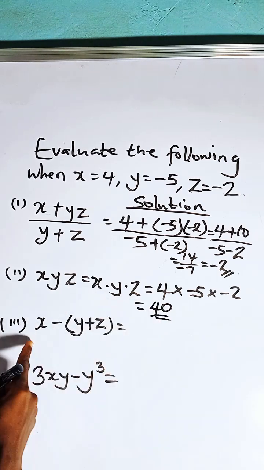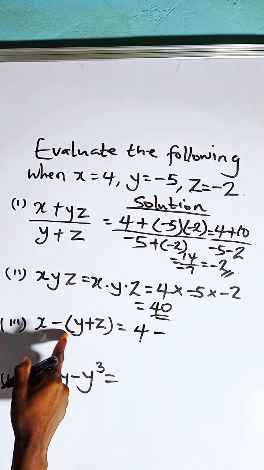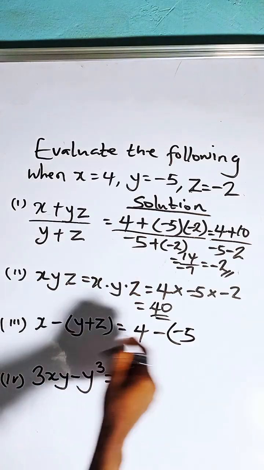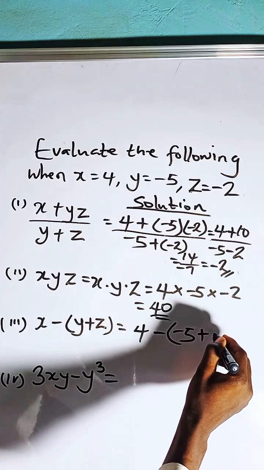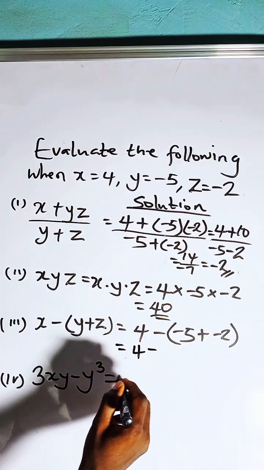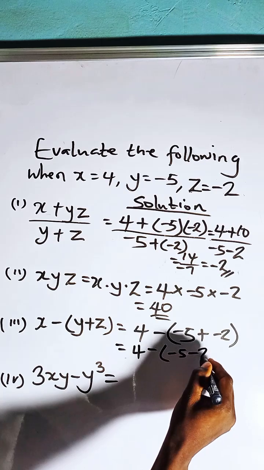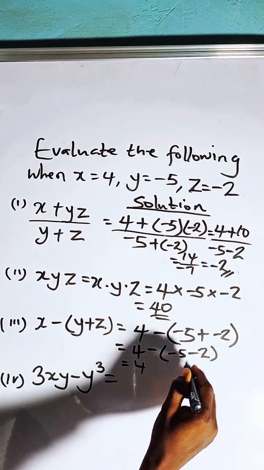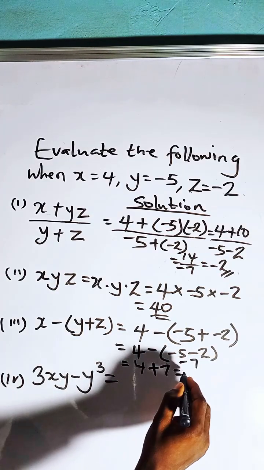For the third expression, we have x, which represents 4, minus, and in the parentheses we have y, which is -5, plus z, which is -2. So here we have 4 minus, within the parentheses, -5 plus -2, which is -7. Minus 1 times -7 is plus 7. So 4 plus 7 gives us 11.